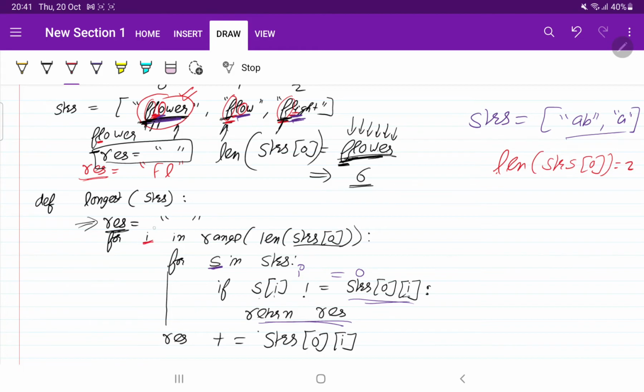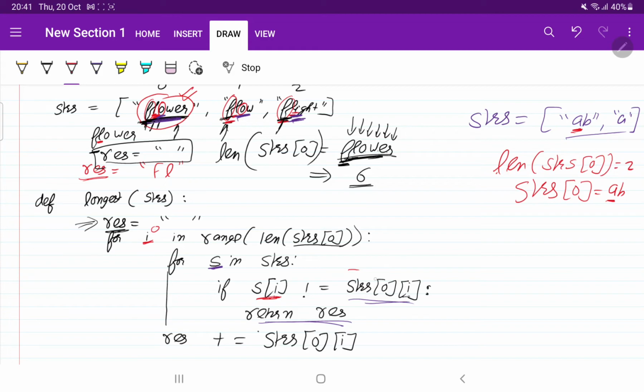So I will start with 0. Okay, so s of I means first character of this. So what is this? A. So here we will get A. So A equals strs of 0 of I. So what is strs of 0? It is AB and its first character is A. They are matching, it's okay.